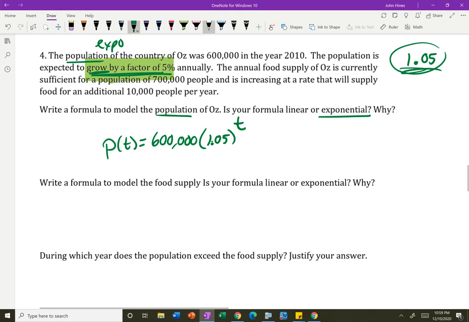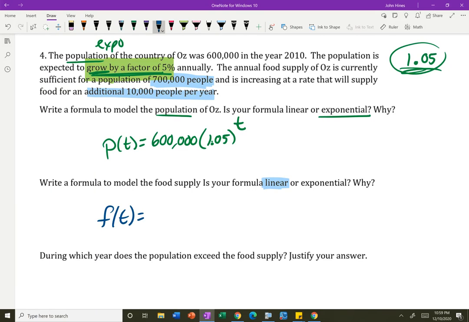However, the annual food supply in Oz is currently sufficient for a population. They can only feed 700,000 people, and it increases at a rate of an additional 10,000 people per year. So right now they're at 700,000 and they can just keep adding 10,000, 10,000, 10,000. So this sounds linear to me. My food supply sounds linear.